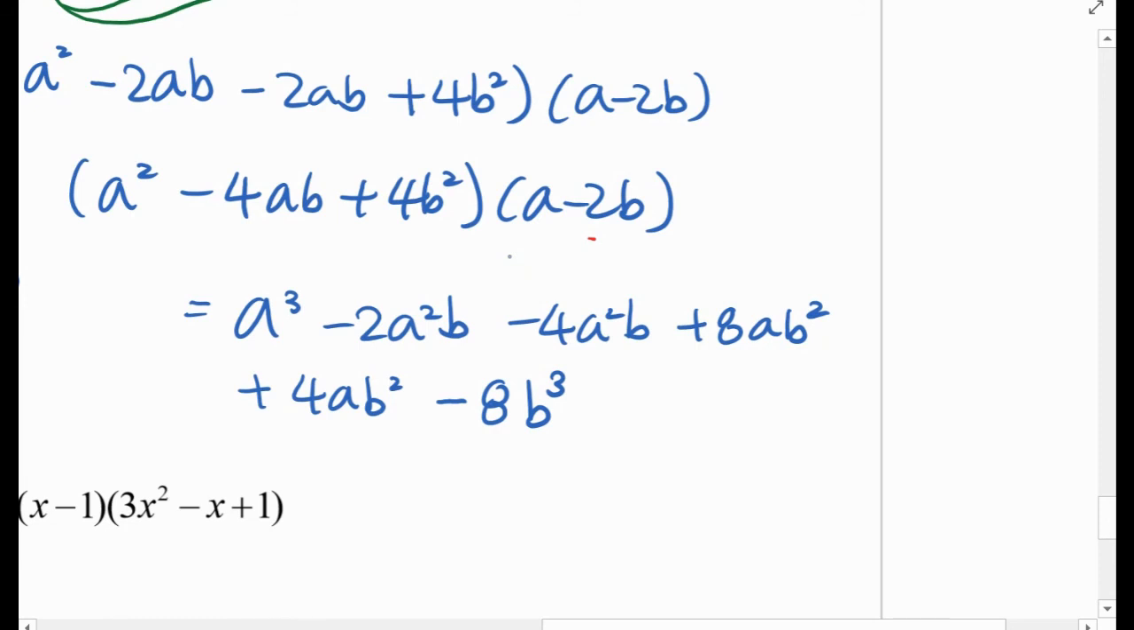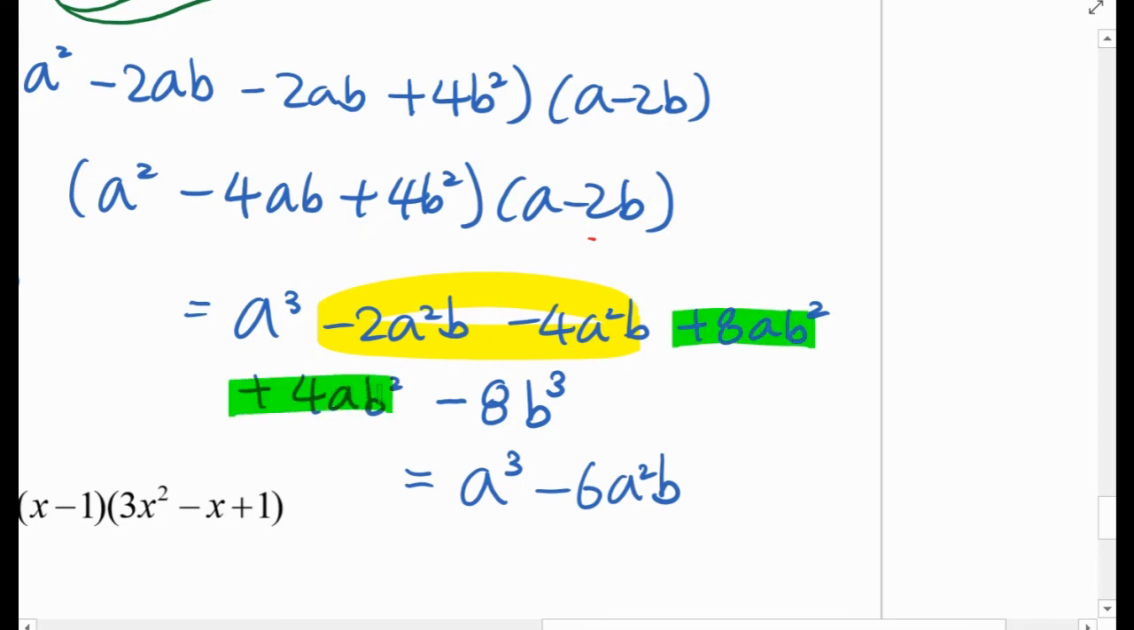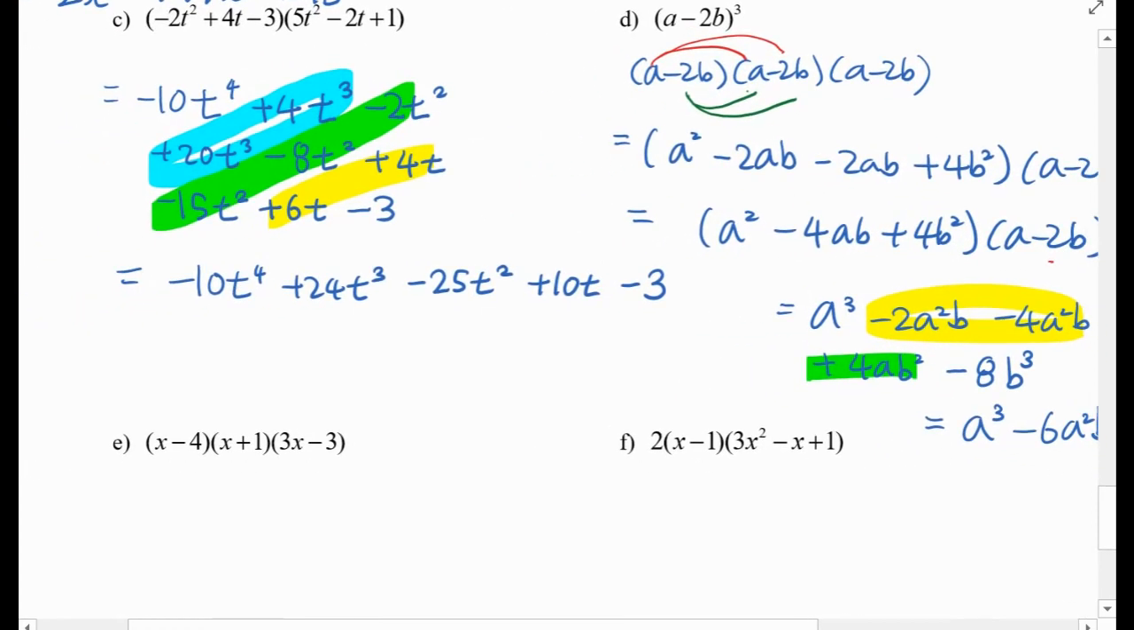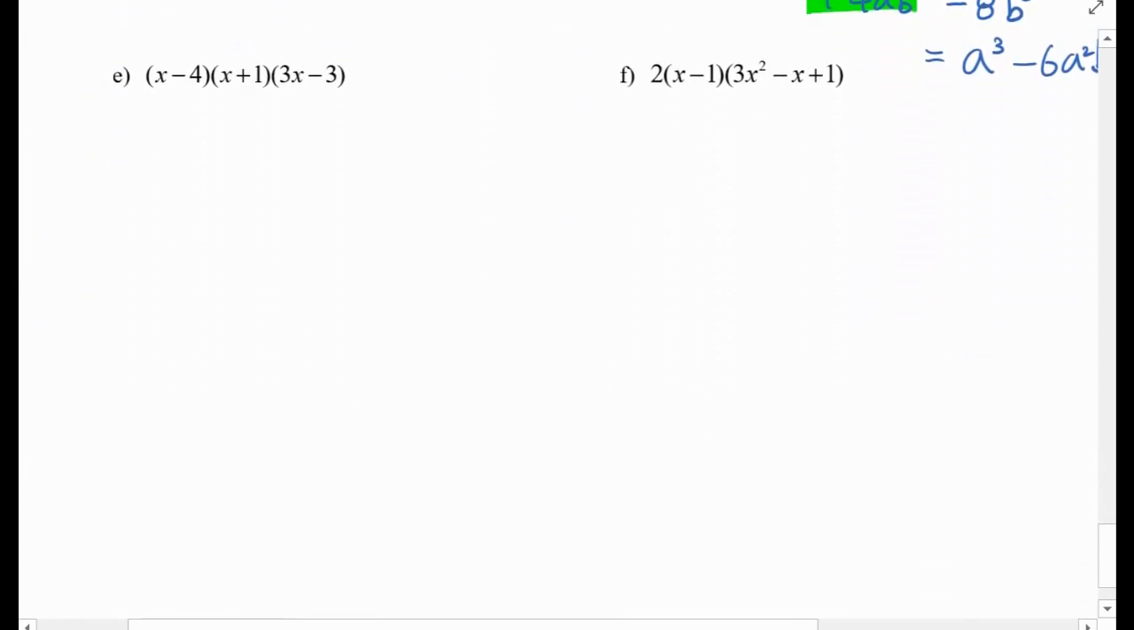Okay, and we're going to collect the like terms and combine the like terms. a cubed, and those two are like terms. It becomes negative 2 minus 4 is negative 6a squared b, and 8ab squared, 4ab squared, total 12ab squared minus 8b cubed. So did you guys get the correct answer for those two questions? Move on and pause the video, try E and F by yourself.